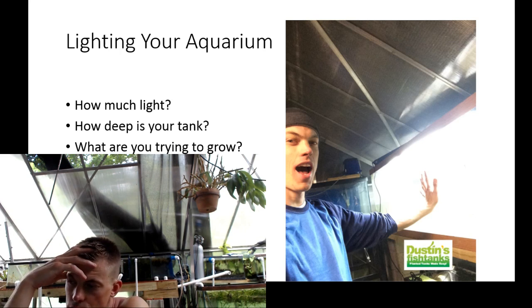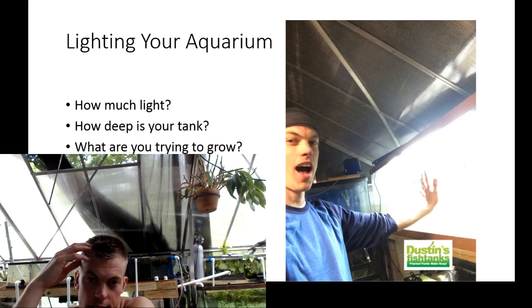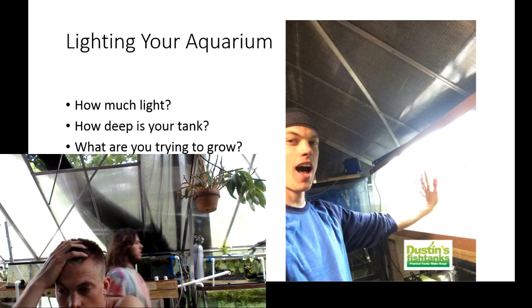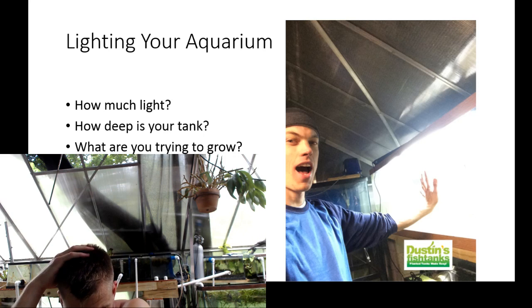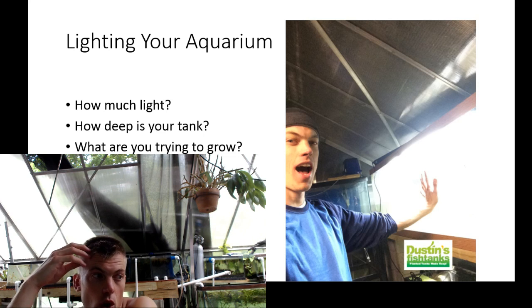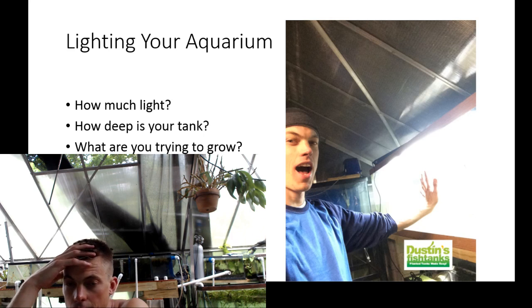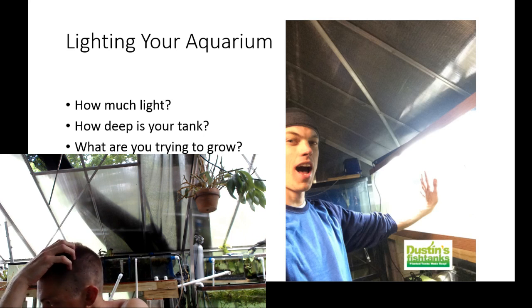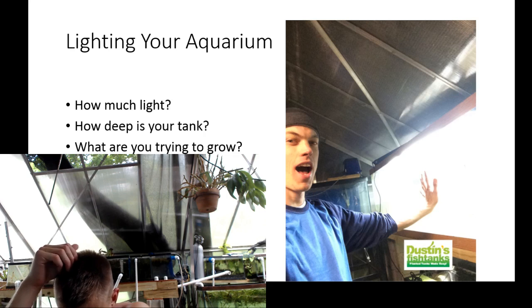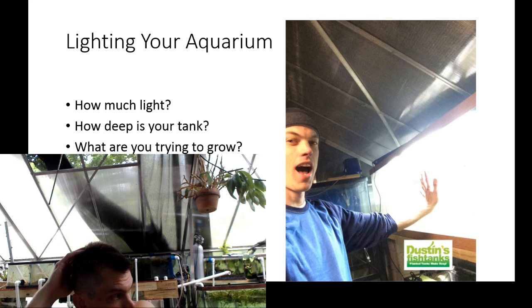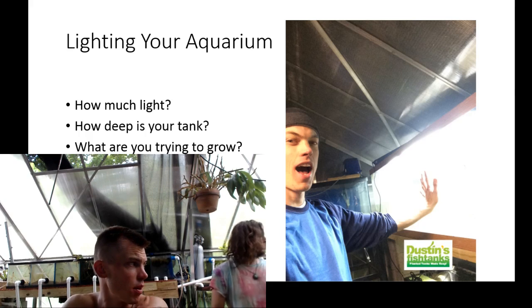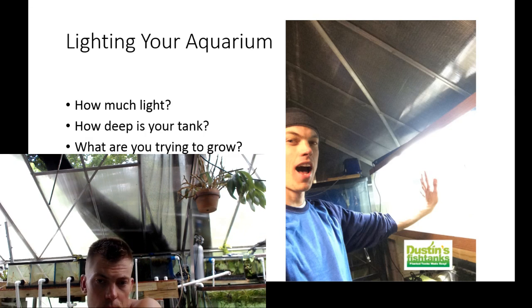So the standard email goes something like this. Hey, Dustin, I've been watching your videos. I'm learning something, and my plants aren't growing. I have a light that came with the tank, and I bought the tank used, and the light's 1,000 years old. The light's 1,000 years old, and my plants aren't growing.